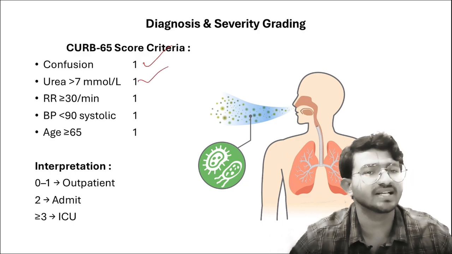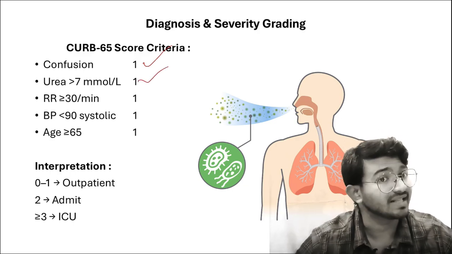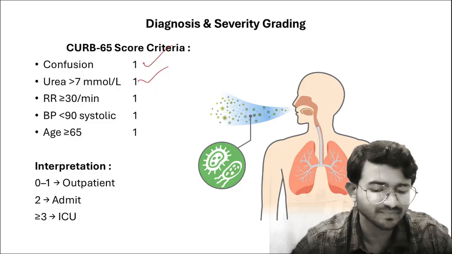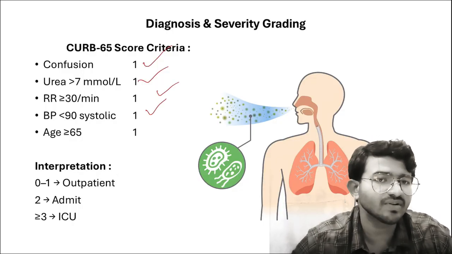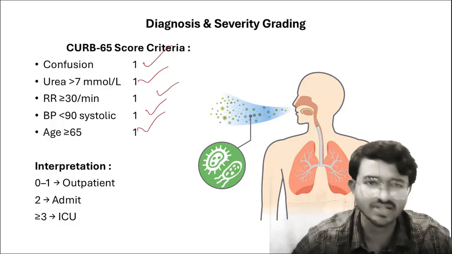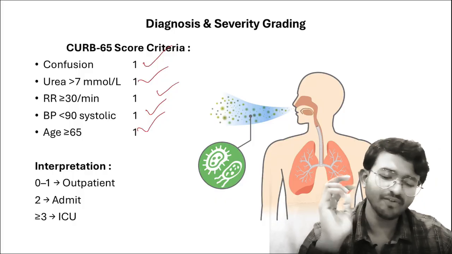If you are doing a blood test, urea greater than 7 millimole per liter; respiratory rate greater than or equal to 30 breaths per minute; blood pressure less than 90 systolic; and age greater than or equal to 65. So based on these 5 things we can give up to 5 points.